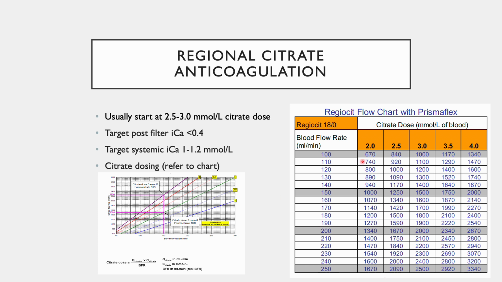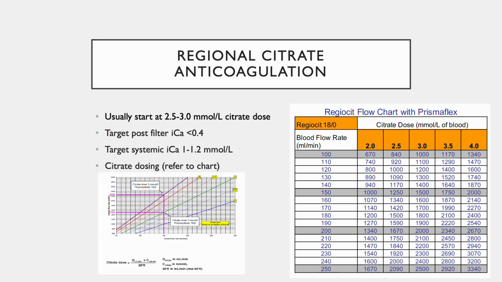So for example, with a blood flow rate of 100 mils per minute, we need a citrate flow rate of 1000 to achieve a citrate dose of 3.0 millimoles per liter. This comes in later when we talk about different strategies to address problems like citrate accumulation. But the take-home message here is that there's a concept of citrate dose, and this is a factor of both blood flow and the delivered citrate amount.